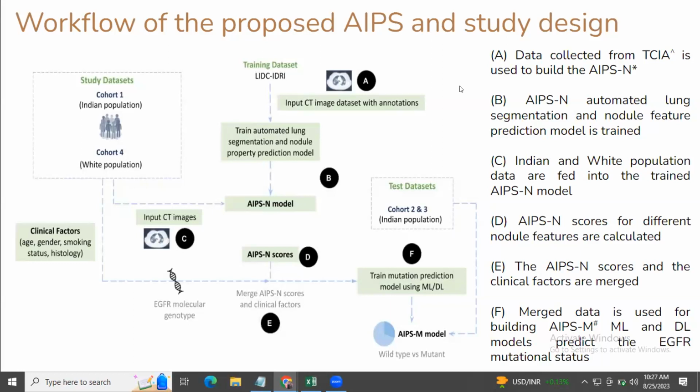In brief, the data was collected from TCIA. Then we had the segmentation. Then we had the nodule feature prediction. Nodule feature means whether the nodule is irregular, what is the size, what are the malignancy properties, what is the translucency. All these features were also studied in detail and we built the machine learning system. And then we did a lot of other activity, which I'll explain a little bit later on.